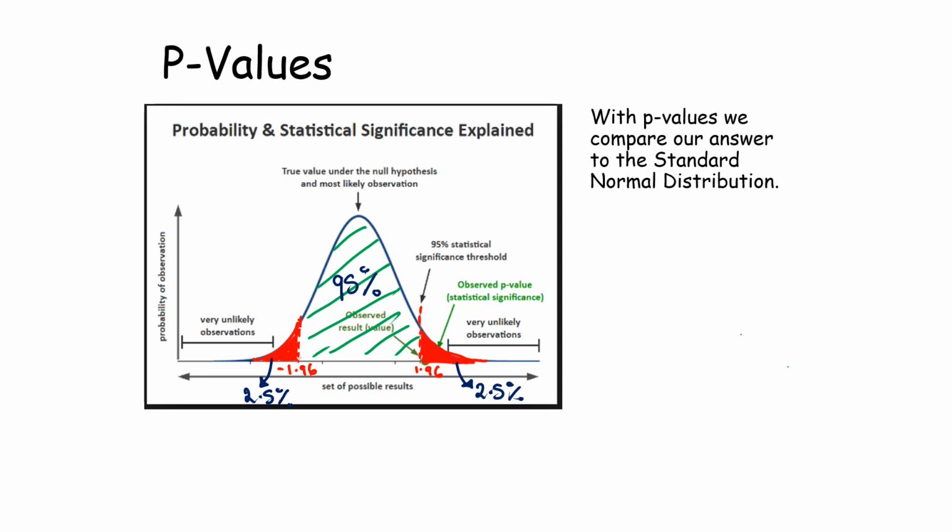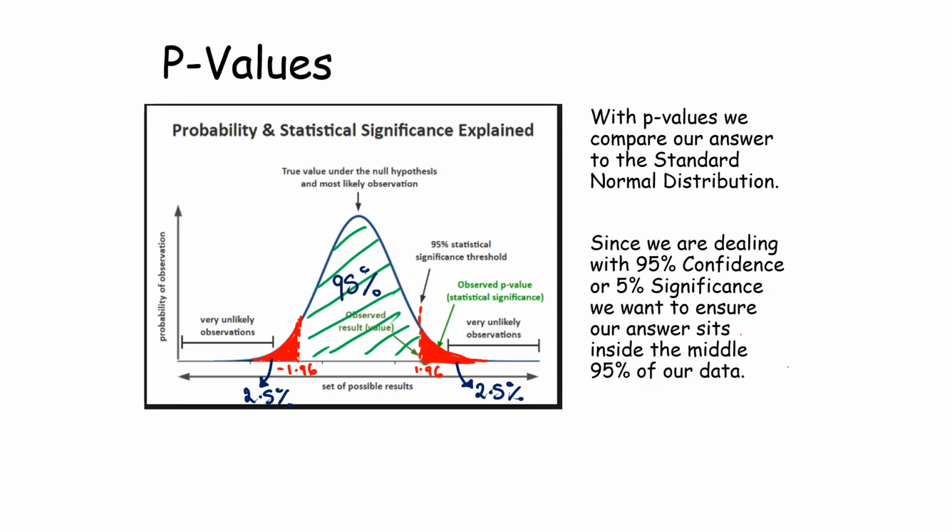So with our p-values, we want to compare our answer to the standard normal distribution, which is here on our left. Since we're dealing with 95% confidence or 5% level of significance, we want to ensure that our answer sits inside the middle 95% of our data. So basically those z-scores, minus 1.96 and 1.96, we want to sit between those, and that's where we're 95% confident. If they sit outside those, that's getting into our 5% level of significance. That's where we're worried we're wrong, because it's in those tails. It's in those areas where we're not sure. We really don't think that's going to work. They're what we call, remember, our rejection regions.